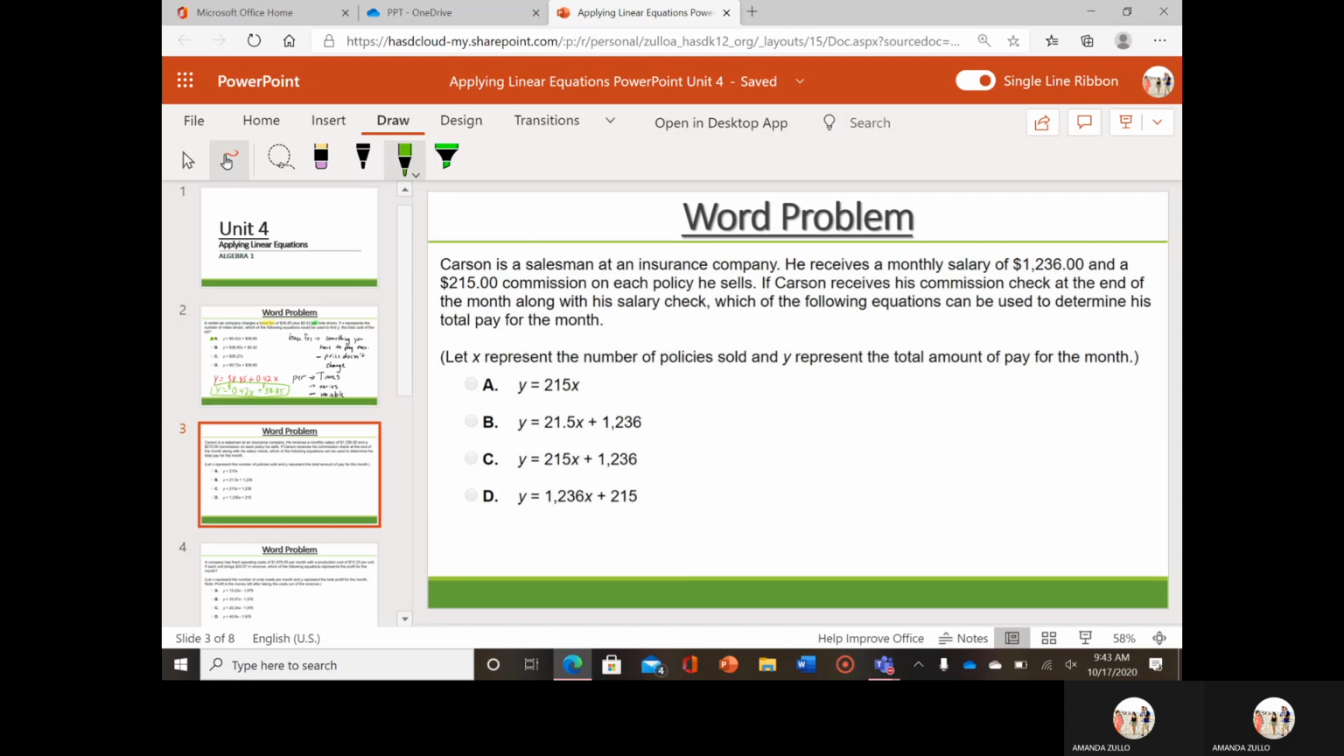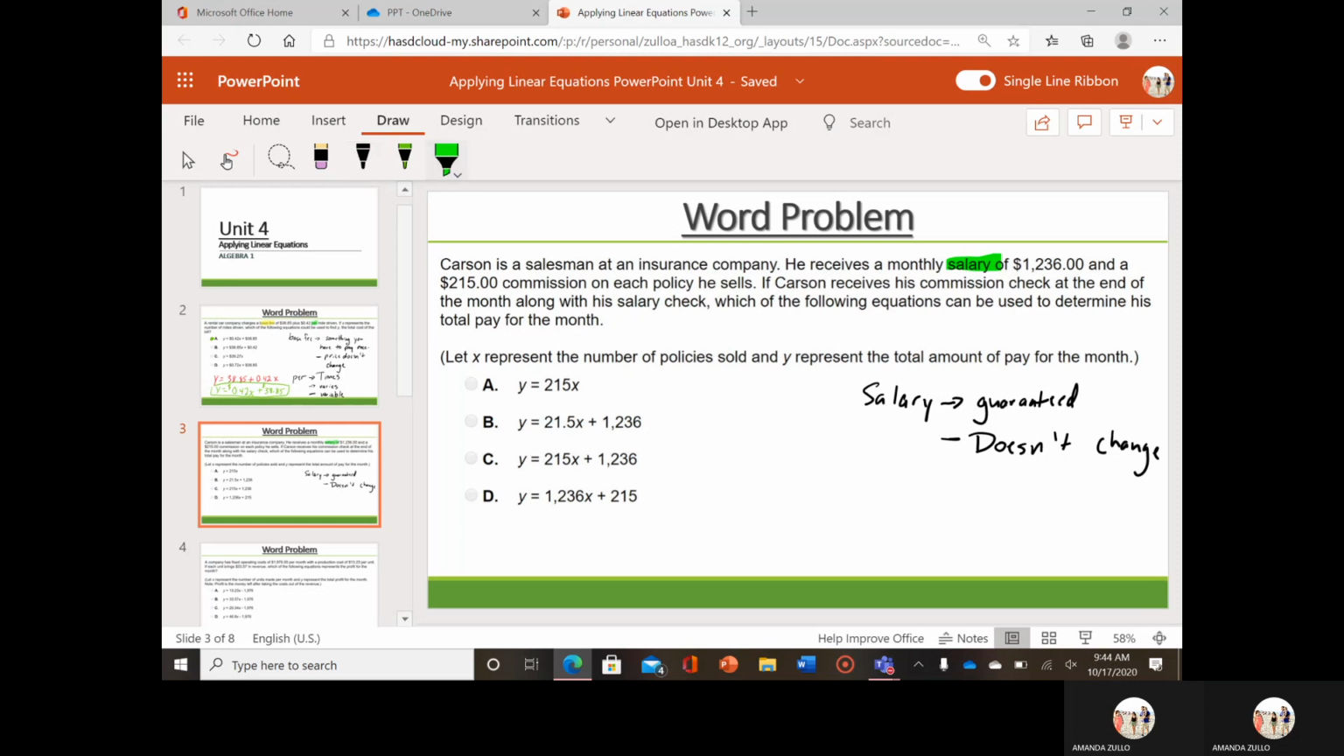So X is the number of policies he sold, and Y is the total amount that he earns for the month. So you have to, again, think about what different words mean. He receives a monthly salary of $1,236. Salary is something that's guaranteed to you. And again, this doesn't change. This is like your base fee. Okay, so salary is something that doesn't change.